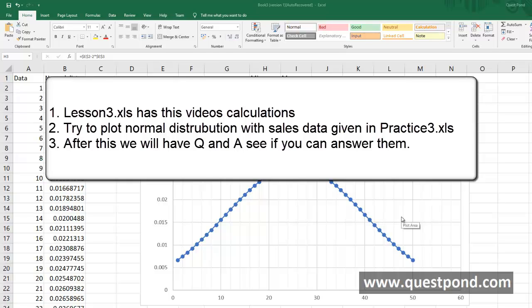Now there are three things at the end of the session. The first one is this Excel sheet on which I was practicing. This Excel sheet you can download and you can have a look at how I have done the calculations. The second one is I will give you a practice sheet. I want you to open the practice sheet, and in the practice sheet I have given sample data. I want you to go ahead and try to plot the normal distribution for it. And the last one is I will flash up some questions at the end. Please revise those questions and see what you learned in this class.